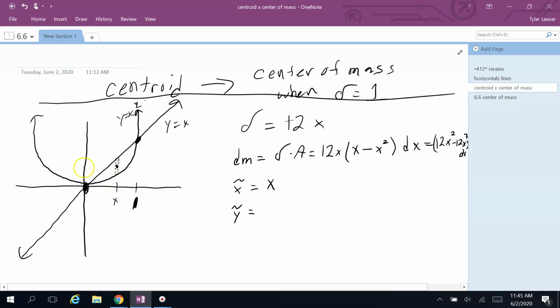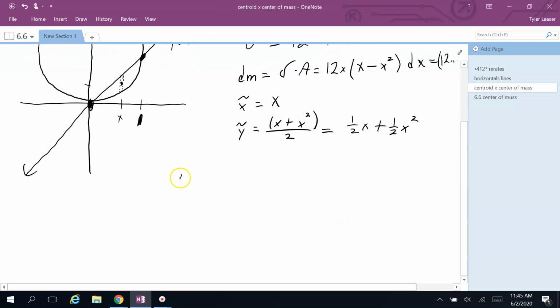But the y coordinate of the center of mass, about there, is going to be the halfway point between the top value and the bottom value. You want to think of it like an average value. To find the average value, we're going to add these two things together and then divide by 2. So that's taking the top thing, x, plus the bottom thing, x squared, adding those and dividing by 2. We can simplify this by dividing each by 2 to get 1/2 x plus 1/2 x squared.